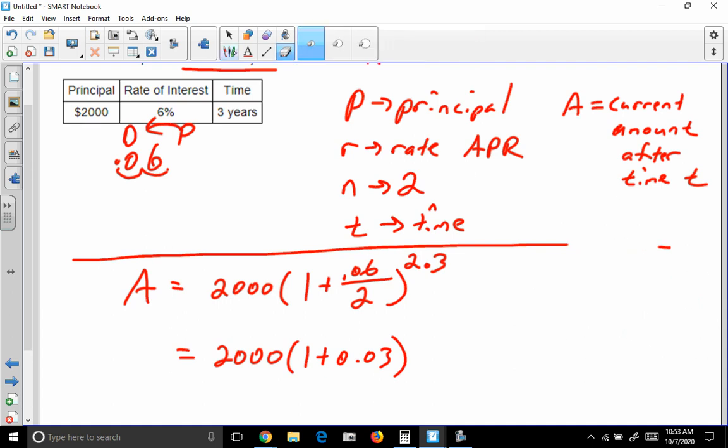The good thing about that is that once you accrue interest, that gets added to your total, and then next time you get interest, it's not only what you started with, it's what you started with plus the interest you've already gained. Now we can go ahead and multiply this exponent, 2 times 3. 6, that's the number of times interest is accredited. Twice a year for 3 years would be 6 times.